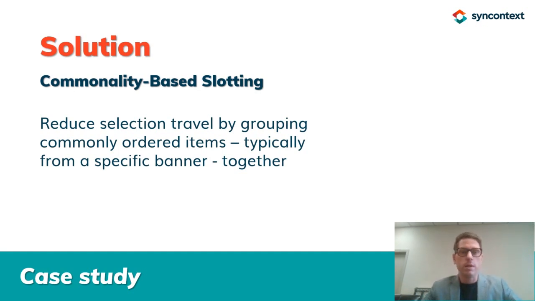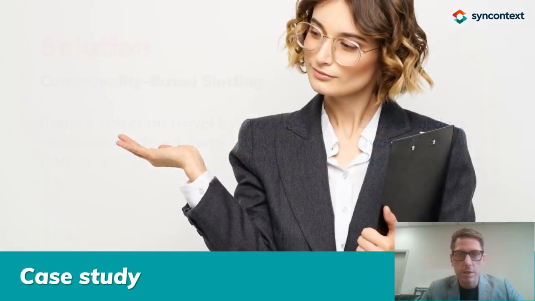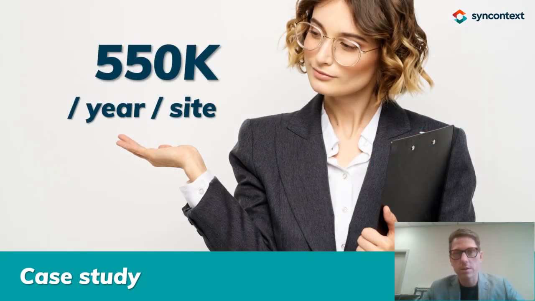The goal was to reduce selection travel by grouping commonly ordered items together, or in this case, from a specific banner. The result was 38% of orders bypassed 33% of the layout with this new strategy. And as you can imagine, the selection productivity gained resulted in significant savings for the operation. The savings amounted to about $550,000 for the first site. And as the strategy could be implemented throughout the network, it meant about $15 million in eventual savings for the network.